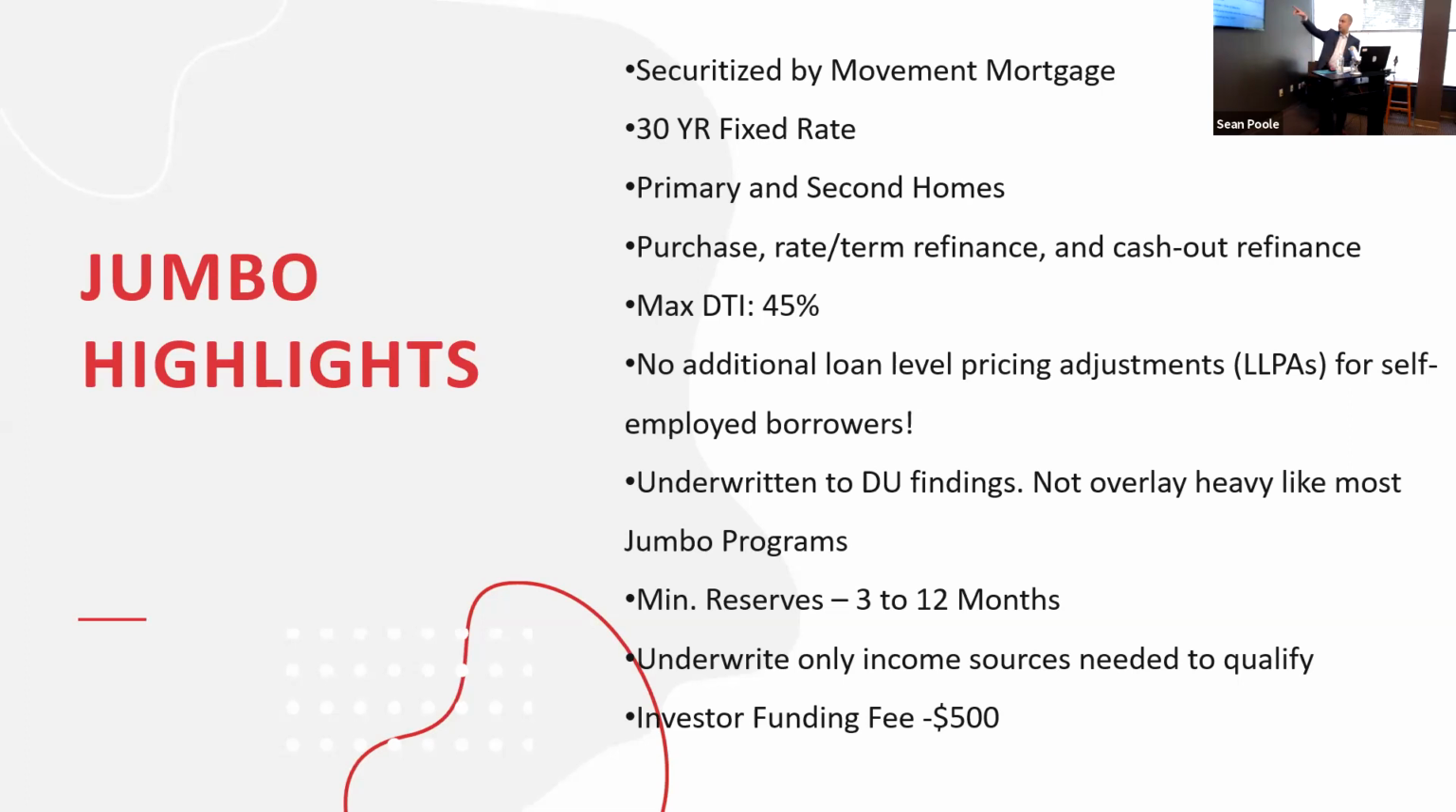There's no additional pricing adjustment for self-employed buyers. That's one of the big things with jumbo products. They have a higher rate just because they're self-employed. This program doesn't have that.